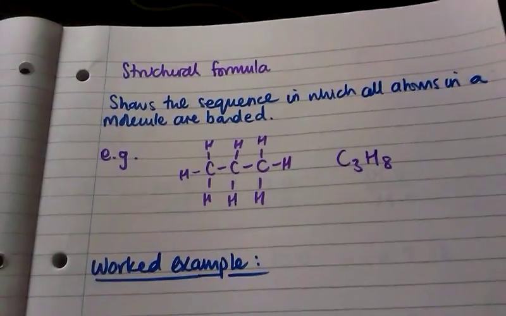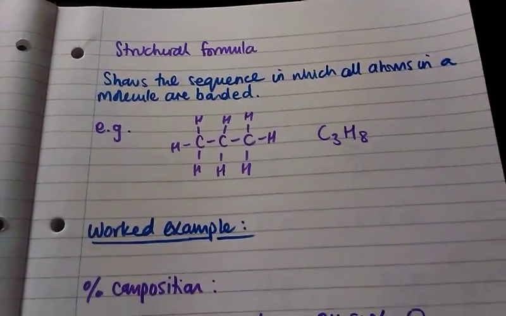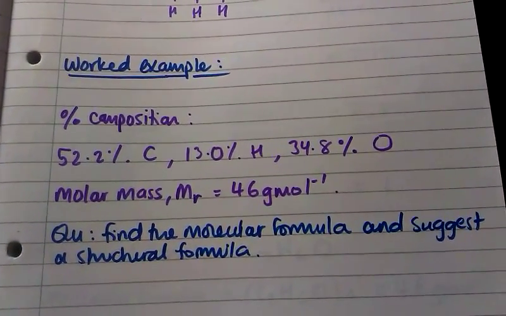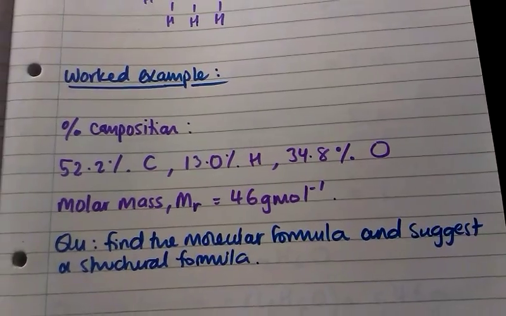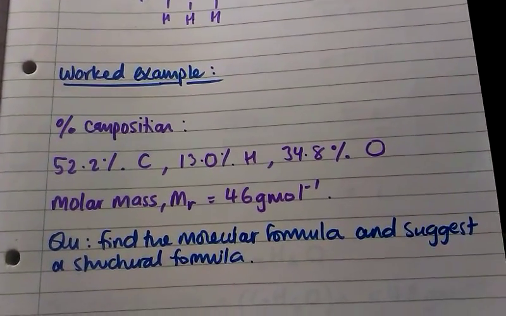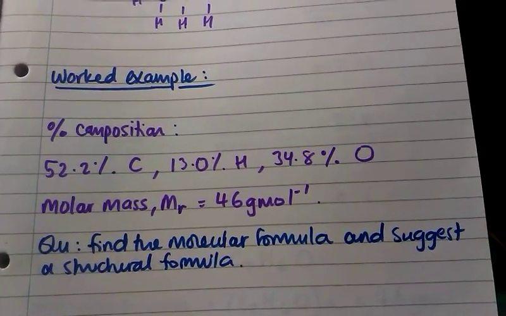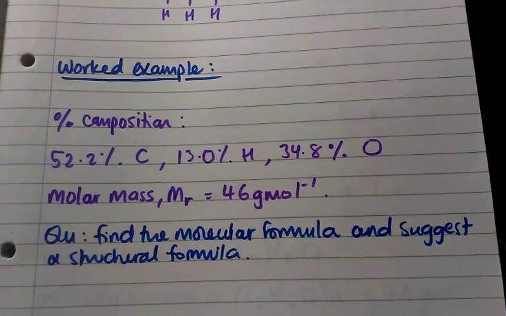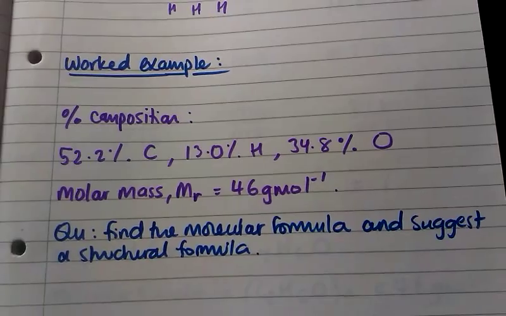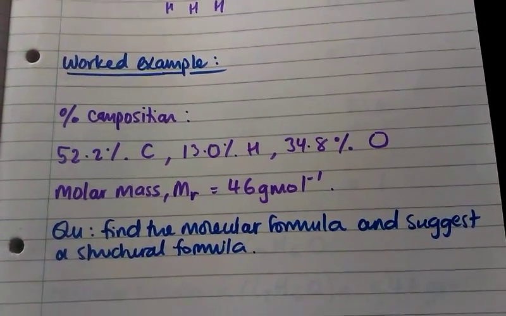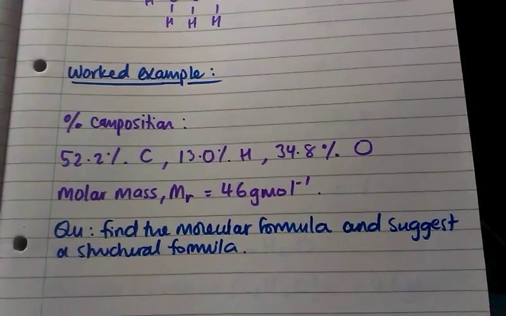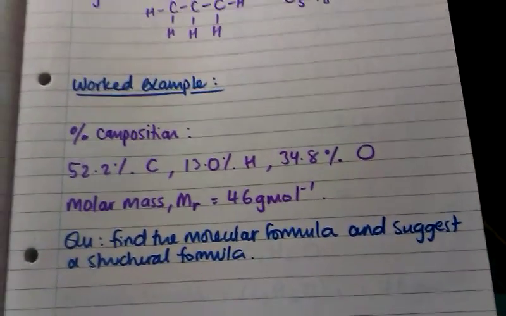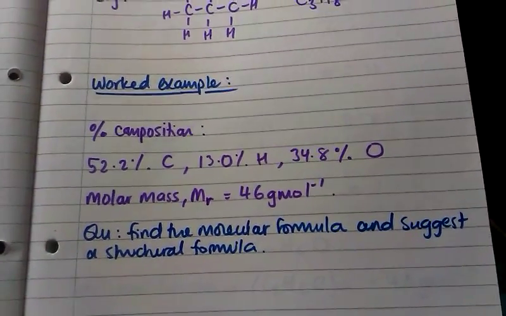Okay, so now if we go through a worked example, let's say we're told that the percentage composition of this unknown compound has 52.2% carbon, 13% hydrogen and 34.8% oxygen, and that its molar mass, Mr, is 46 grams per mole. So the question is to find what the molecular formula of this compound is, and then to suggest a structural formula.